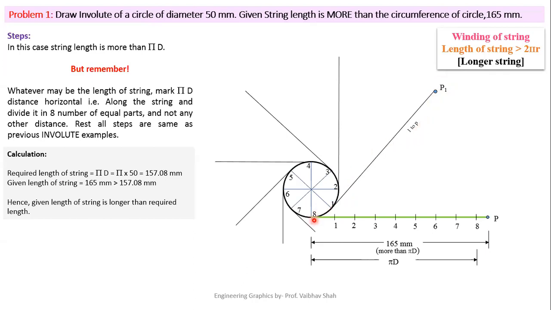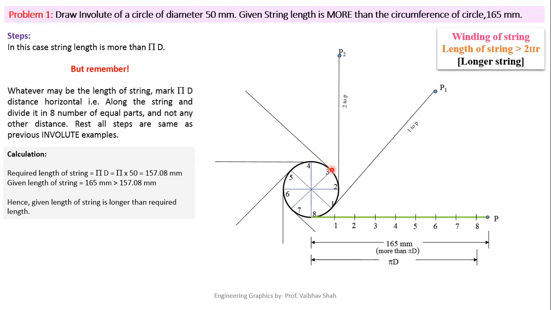Now, when you wind this string from 0 to 2, the string will overlap this portion of the circle from 0 till 2. After that, we'll have the remaining string 2 till P. So take the dimension from 2 till P on your rounder. Put your rounder at point 2 on this circle and mark this point somewhere here. You will have this point P2, which is the distance of 2 to P.